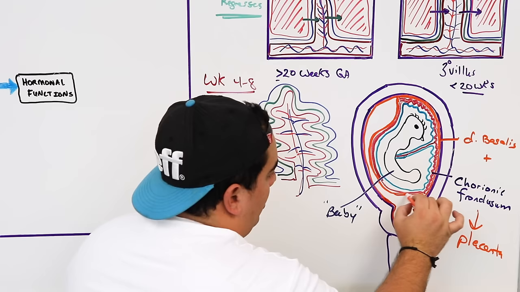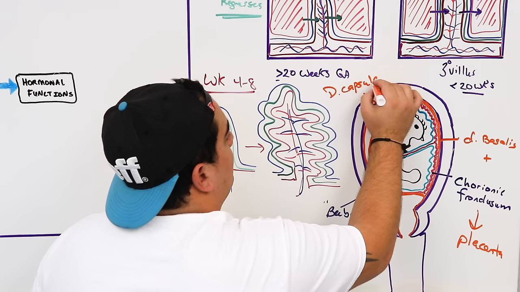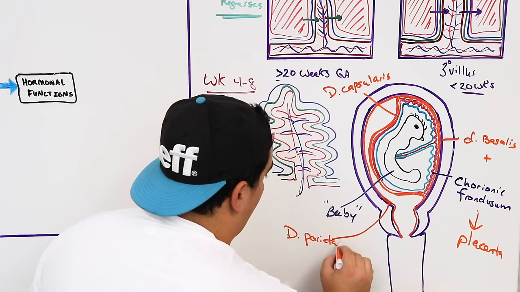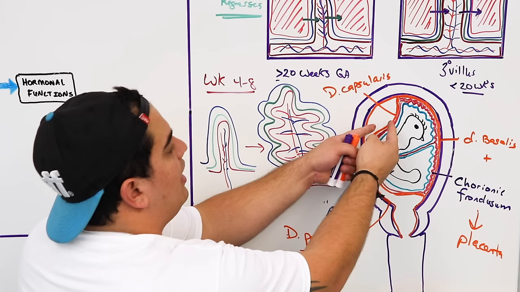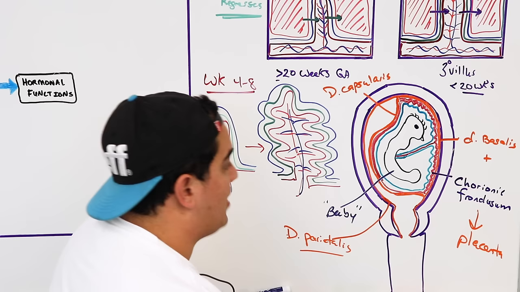And this is going to be called the decidua capsularis. So this one right here is called the decidua capsularis. And then the one where there's no attachment or no fetal involvement is called the decidua parietalis. Eventually, as the fetus grows and grows, the decidua capsularis will fuse with the decidua parietalis and obliterate the entire uterine cavity. So that's eventually what will happen over time.